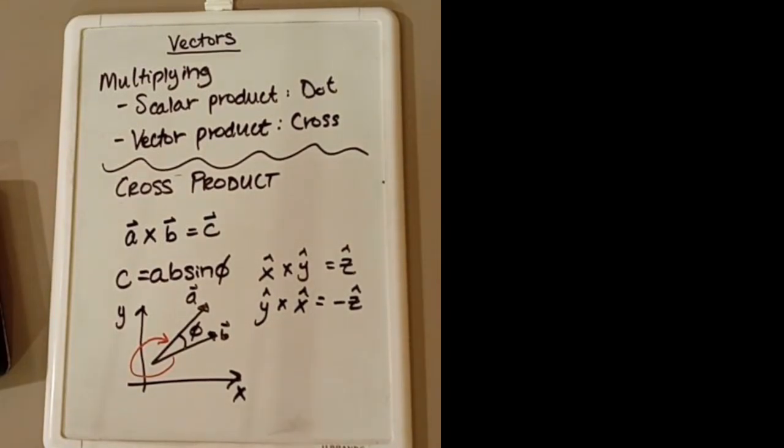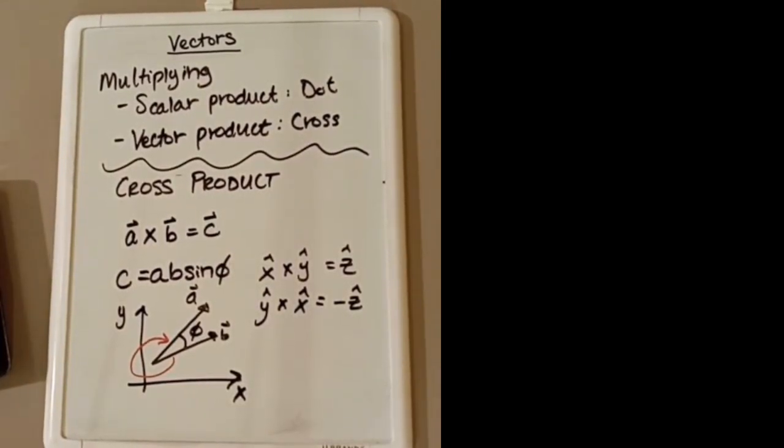But again, I mean, you can draw the angles however you want. So I guess there may be a time where that isn't the case, but always use the smaller of the two angles between A and B.